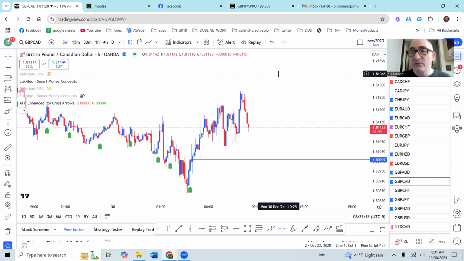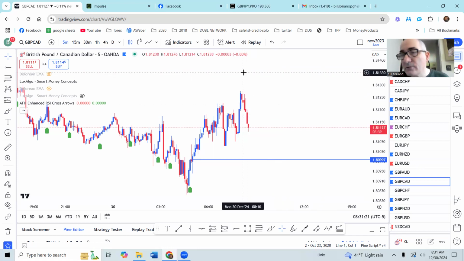Again, I wasn't able to take any of these trades because I got to the charts late. But there may still be an opportunity here a little bit later in the morning, and if not, I'll look at the Asian session later on today.